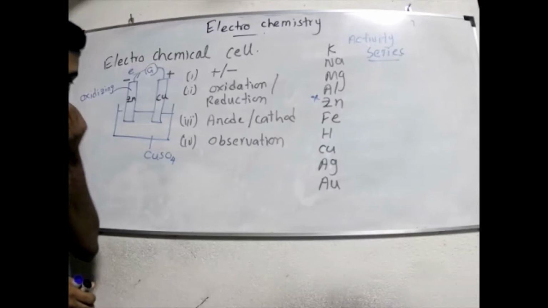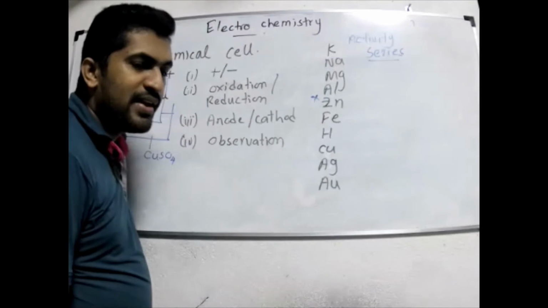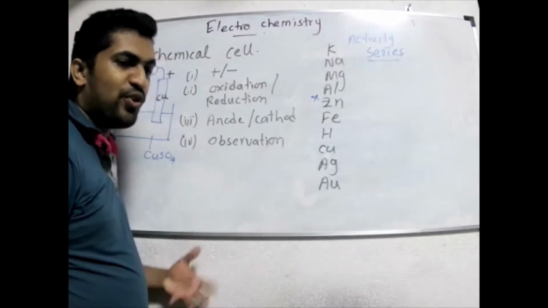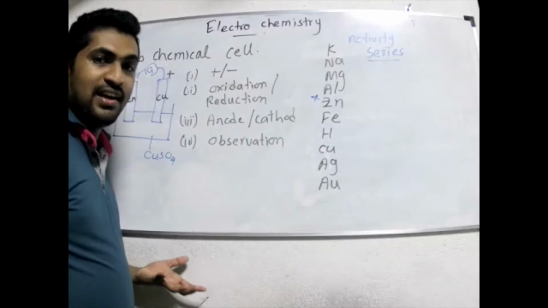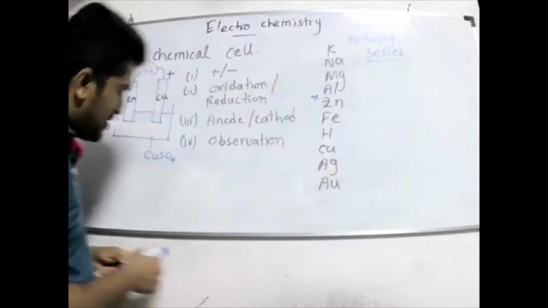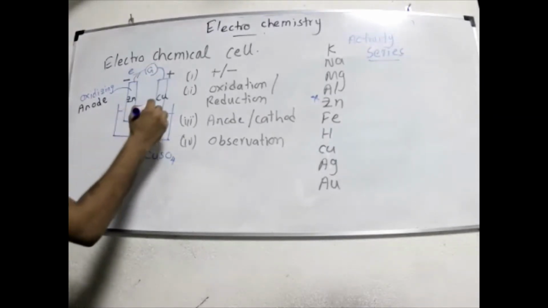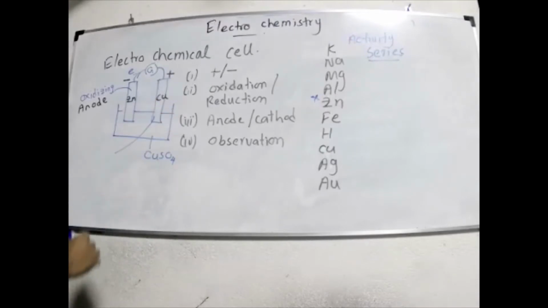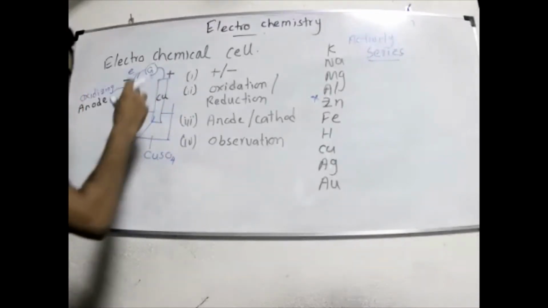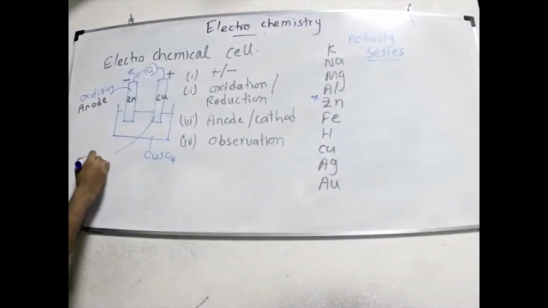Then zinc is oxidizing. We call it OA. What is that? OA. Oxidation for what? Anode. You can see oxidation at the anode. When zinc is oxidizing, then copper is the one which is reducing. Copper itself is not reducing. Close to the copper, the reduction happens. Near copper, it is reducing.